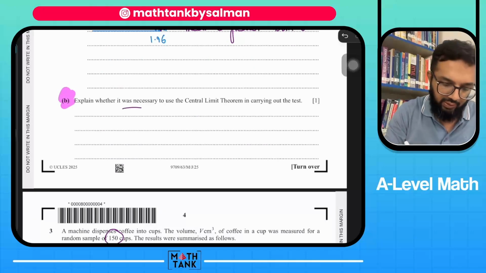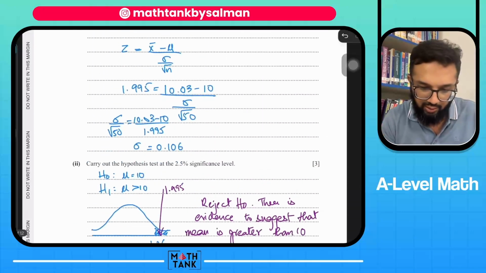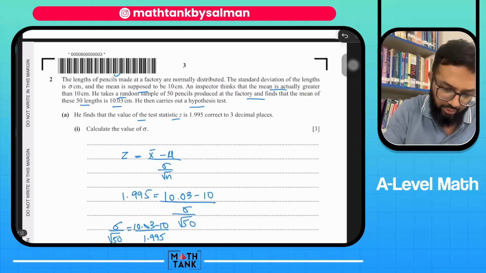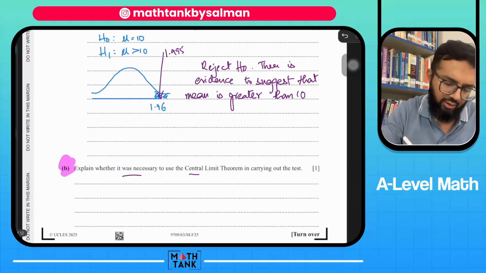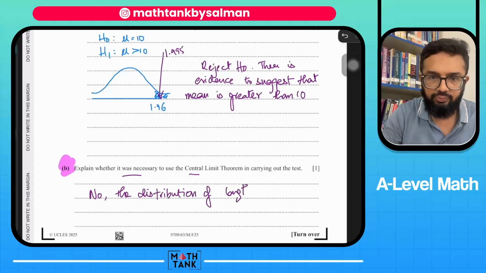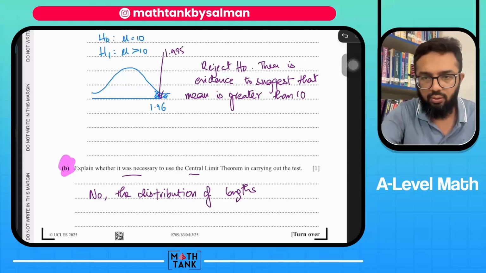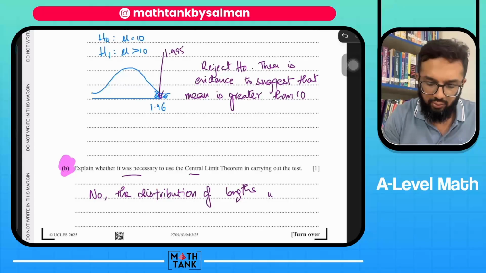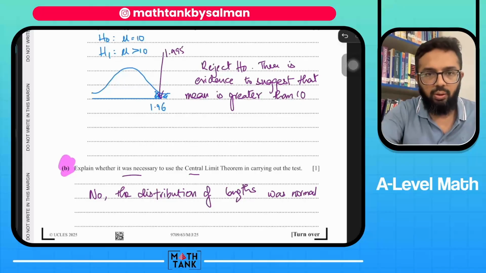Explain whether it is necessary to use the central limit theorem in carrying out the test. No, the distribution of lengths was normal.